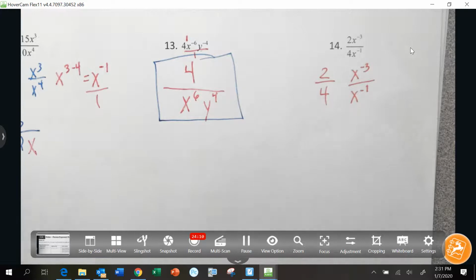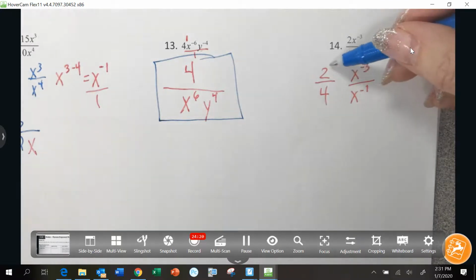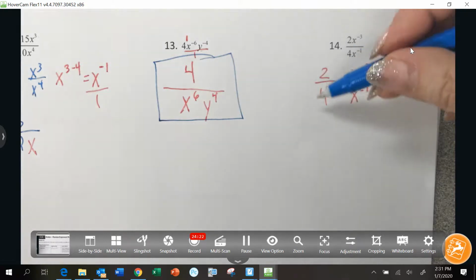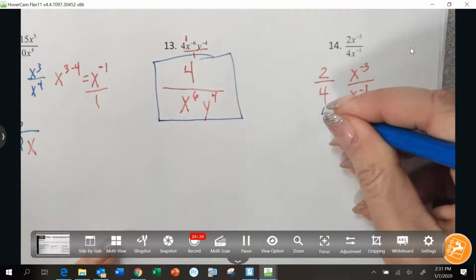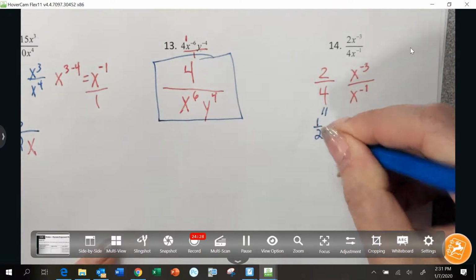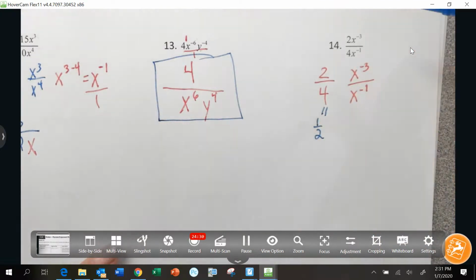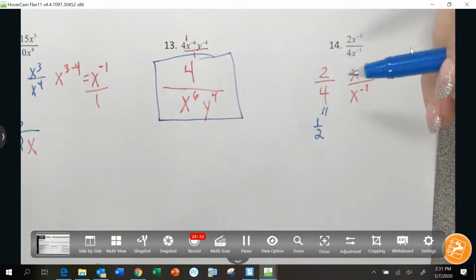It's 2/4. Let's just look at 2/4. It's just 1/2. No, it's 1 over 4. 2/4 is 1/2. I was right, thank you.